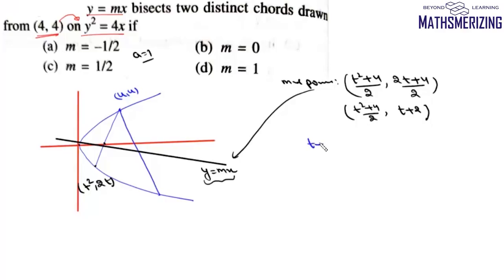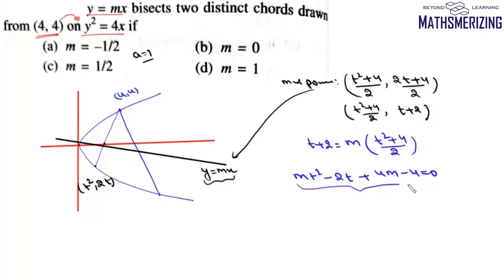So we'll put the value of x and y. So we'll get y + 2 = m times x, and x in this case is (t² + 4)/2. So we can write it as mt² - 2t + 4m - 4 = 0. Now in the question it says two distinct chords. So that means there should be two distinct values of t, so that we can have two distinct chords for this given parabola. So how do we get two distinct values of t? For two distinct values of t, clearly this quadratic equation should have two distinct roots.